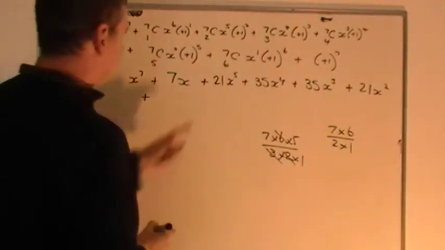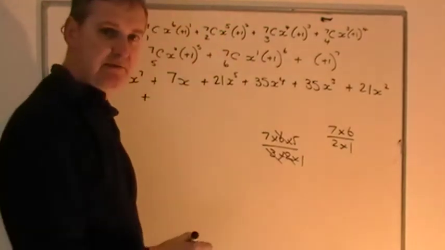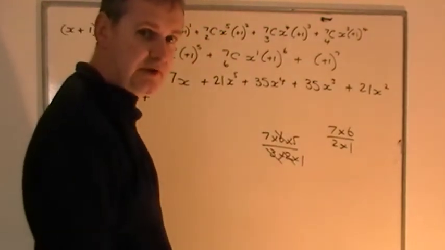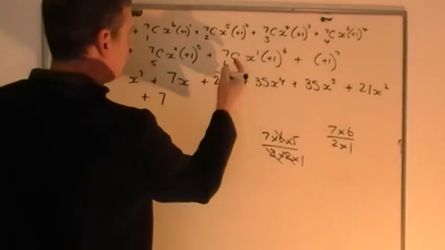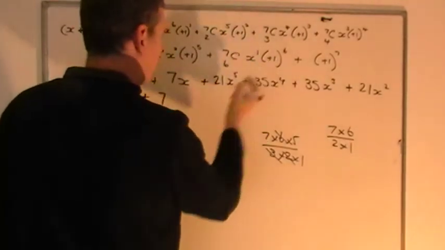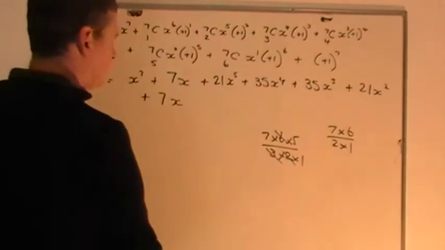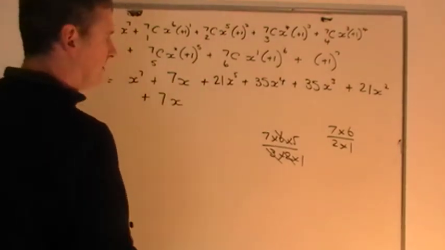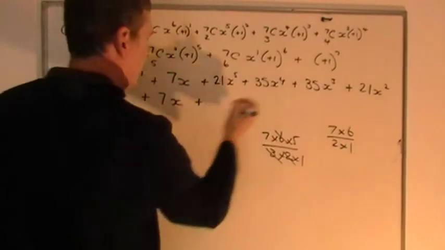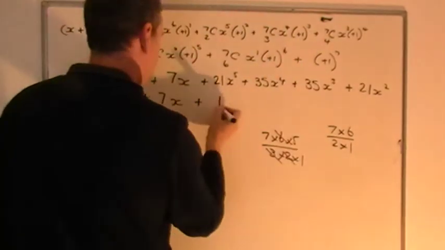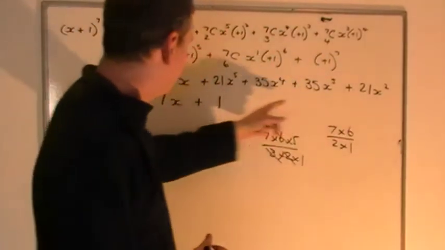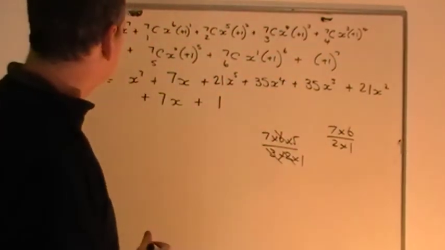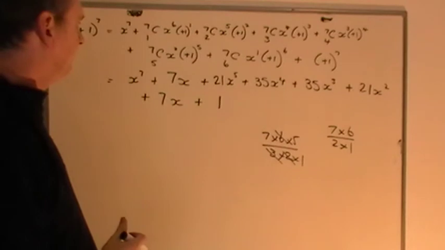Carries on. Plus 7 choose 6 is the same as 7 choose 1 from the symmetry of coefficients of choose values. 7 choose 1 is just 7. 7 choose 6, x to the 1 times 1 to the 6. So it's just 7 times x times 1, which is obviously 7x. Plus, and then plus 1 to the power 7 is just plus 1. That is the full expansion all the way through of x plus 1 to the 7.